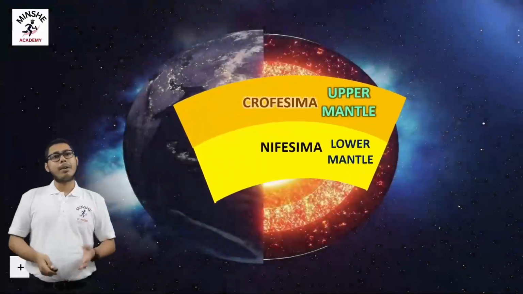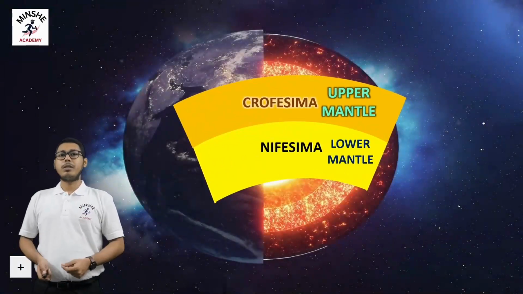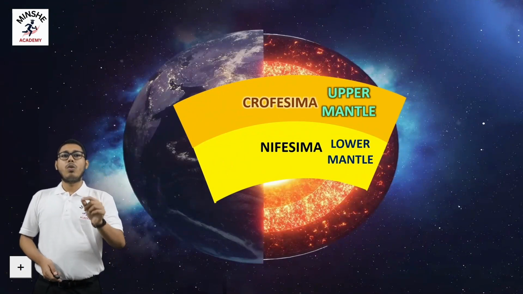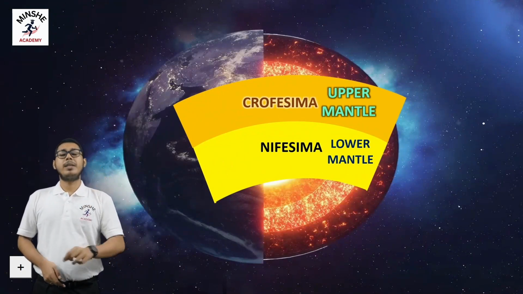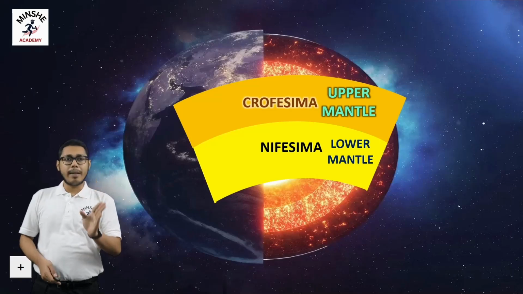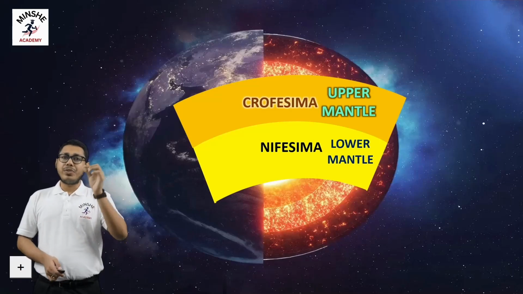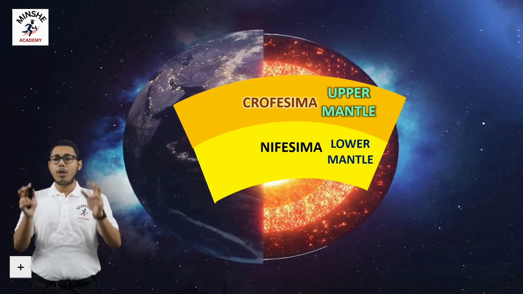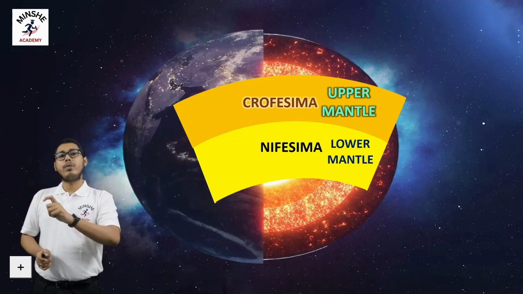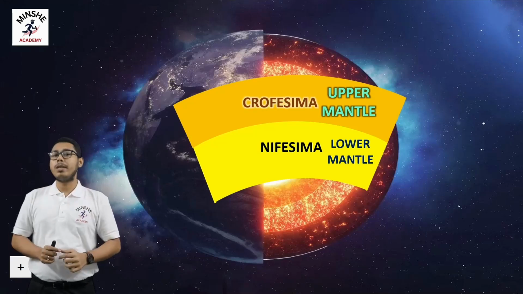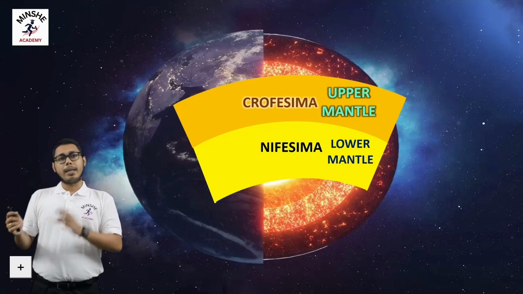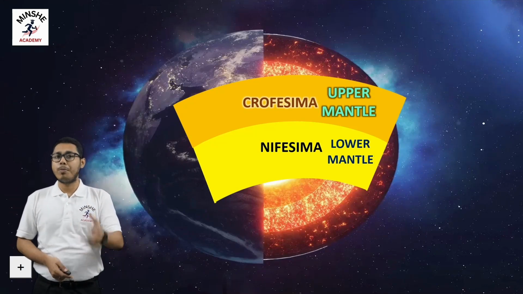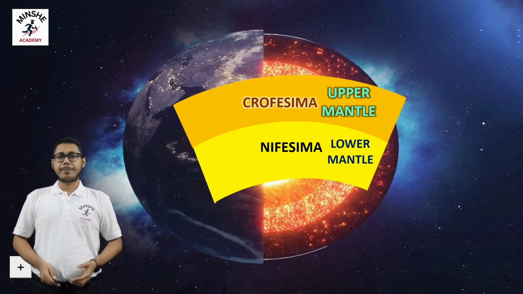Now, the upper mantle and the lower mantle. Here you can see beside the upper mantle it's written Crofesima, and beside the lower mantle it's written Nifesima. These are basically short abbreviations of the chemical compositions. These have their own meanings, right? We will be seeing it. For the time being, just remember these are abbreviations for the chemical compositions of these layers.